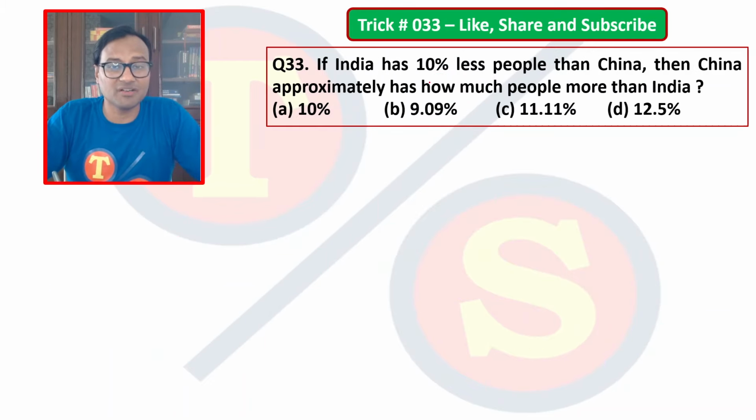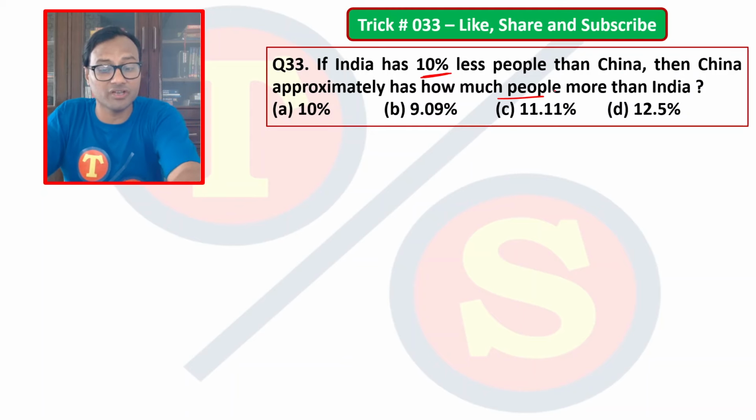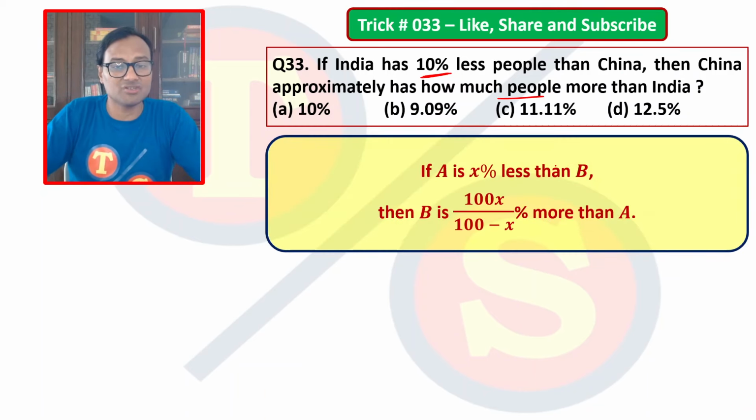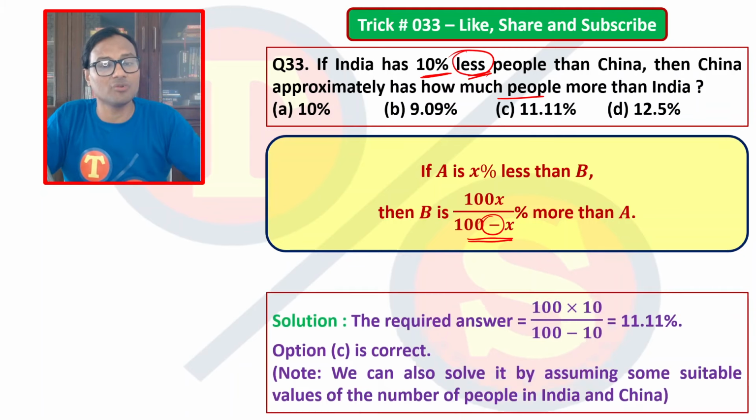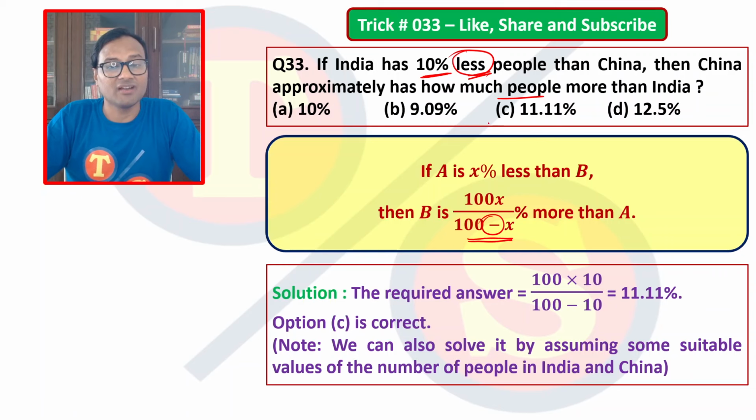Now the reverse statement, the reverse idea. If one value is x% less than another value, then the other value is how much percent more than the first value? So definitely in place of plus, here we will put minus, because the first statement comprises the word less, right? So if the first statement is a more type statement, then in the denominator we have 100 plus x. And if it is a less type statement, then we will always have 100 minus x. Simply apply this formula and you will be ready with your answer, and the answer will come out to be 11.11%, right?